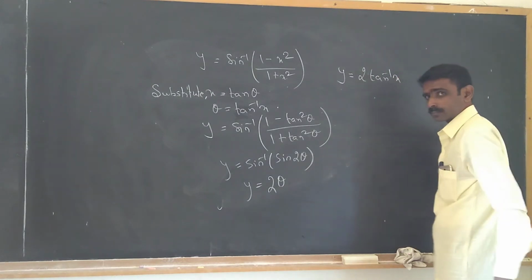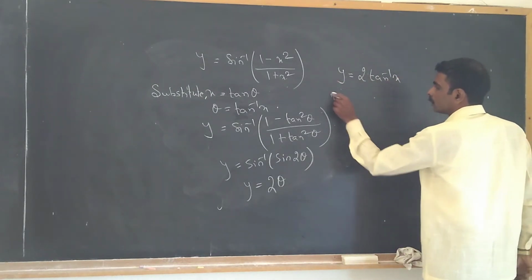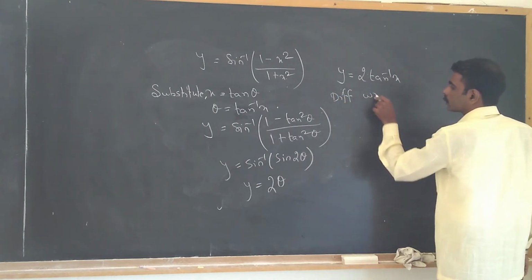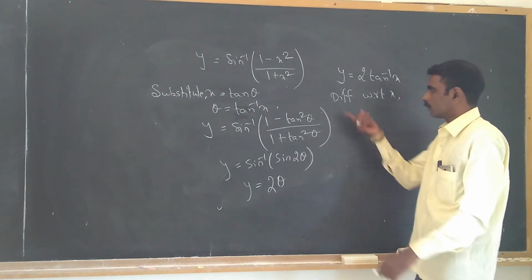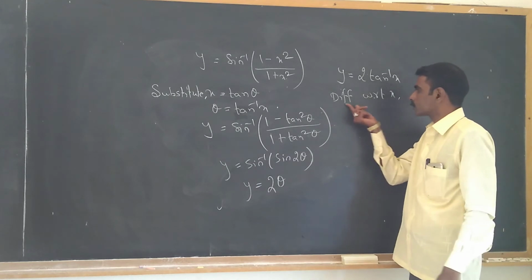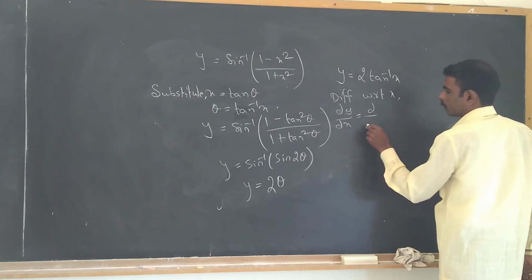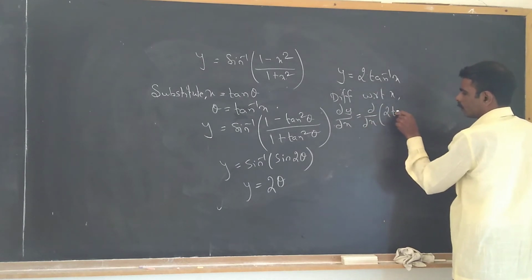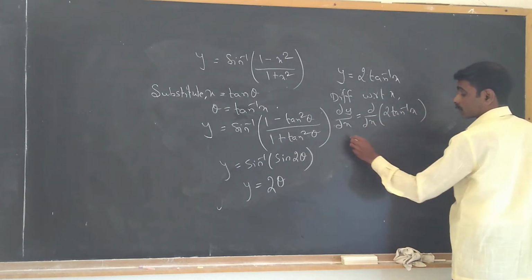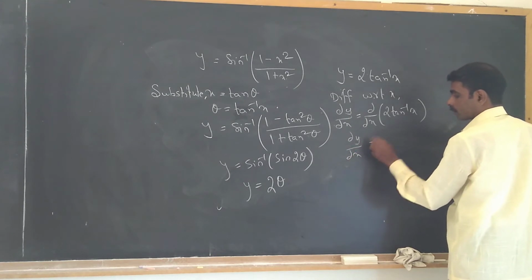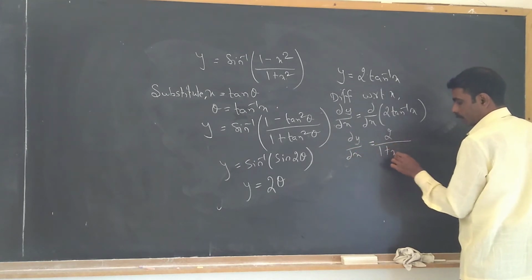Again, what we will be doing is differentiating with respect to x. So dy by dx will be equal to d by dx of 2 into tan inverse of x. So dy by dx will be equal to 2 divided by 1 plus x square.